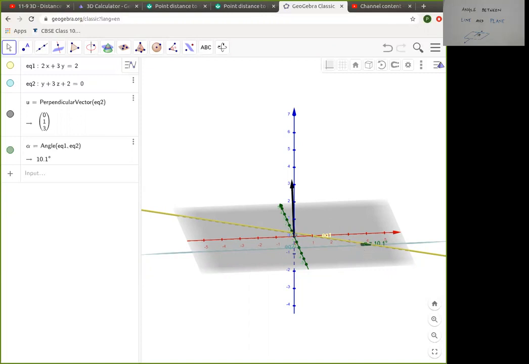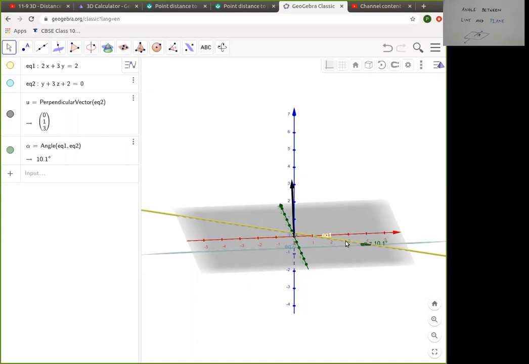Just by looking at the figure, suppose theta is the angle between the plane and the line. Then the angle between the normal and the line is going to be 60 degrees. If this is 30 degrees, then this is also 30 degrees. Think that we'll be bringing this normal vector over here. So this entire angle is 90. If this is 30, then this is going to be 60.